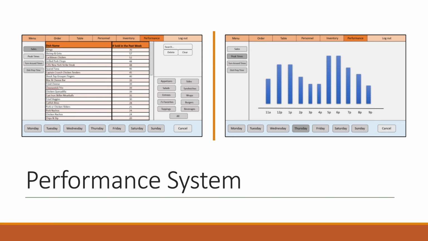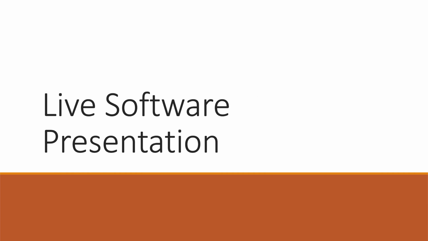You can search for a specific dish or use the categories to sort the dishes by their category. So if I want to know specifically appetizers, you can click that and it'll show you all the appetizers. And on the right hand side, we have the peak times, which is a bar graph. It's showing us our restaurant's peak times on, for instance, we have selected Thursday, but you can go individually by day. Now we're going to move to the live software presentation.